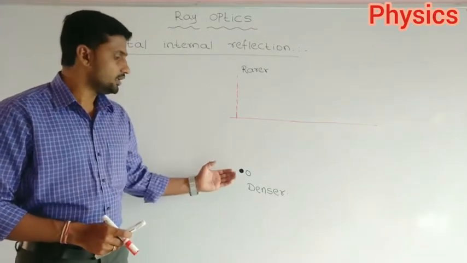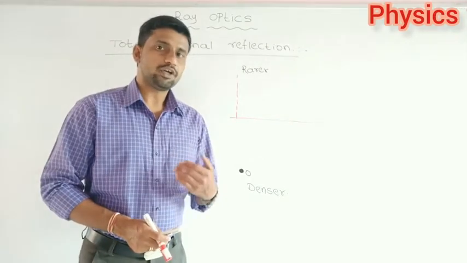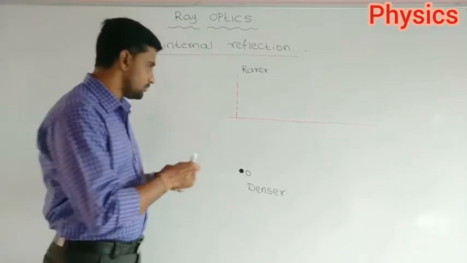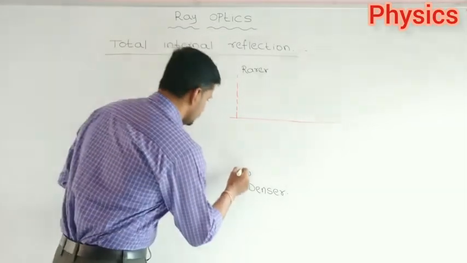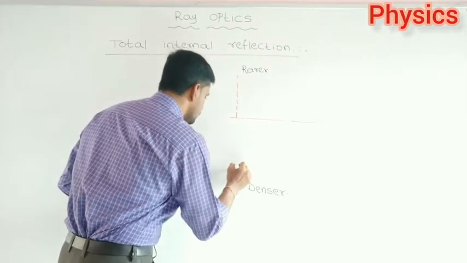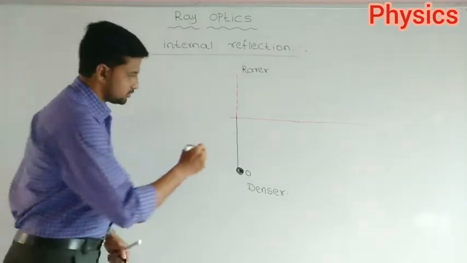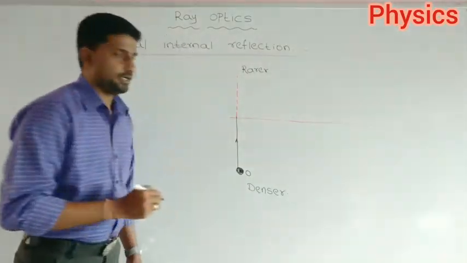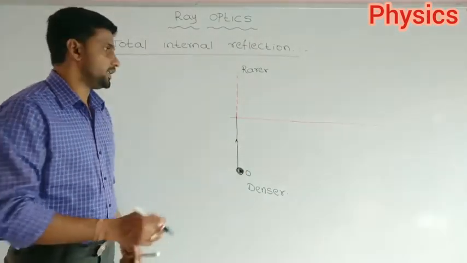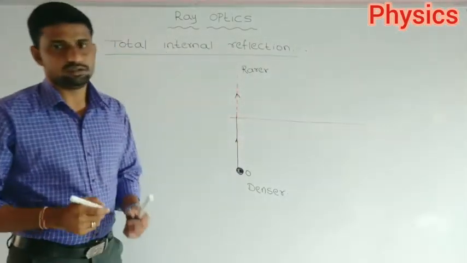Out of these many light rays, I am taking one light ray and I am going to make it incident normally on this surface. So this is the incident light ray. And when it travels from one medium to another medium, the refracted ray is this one.